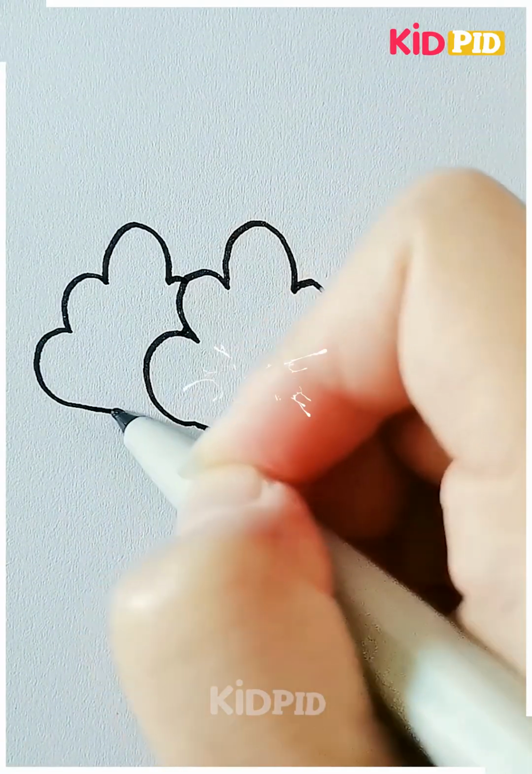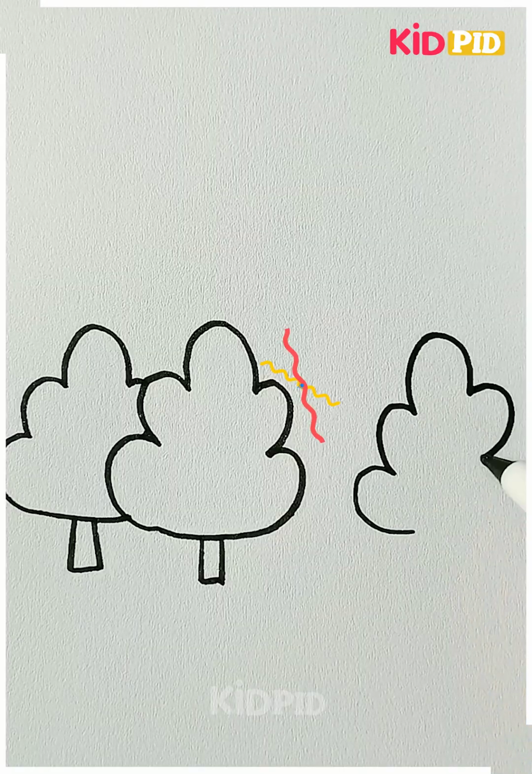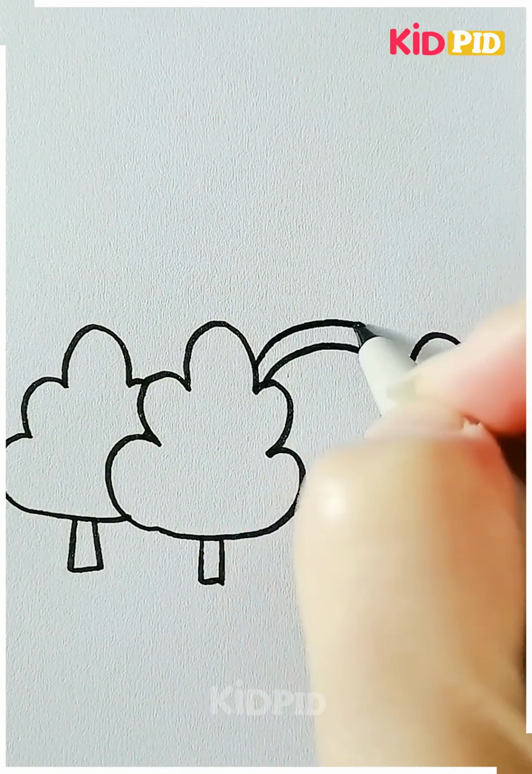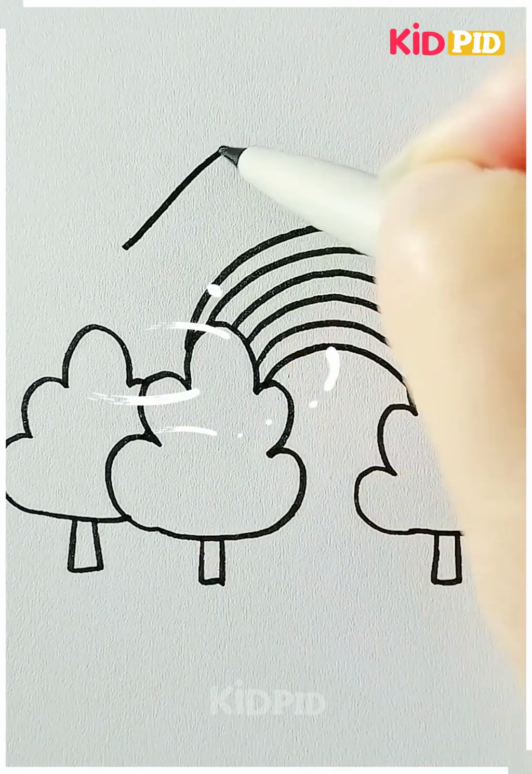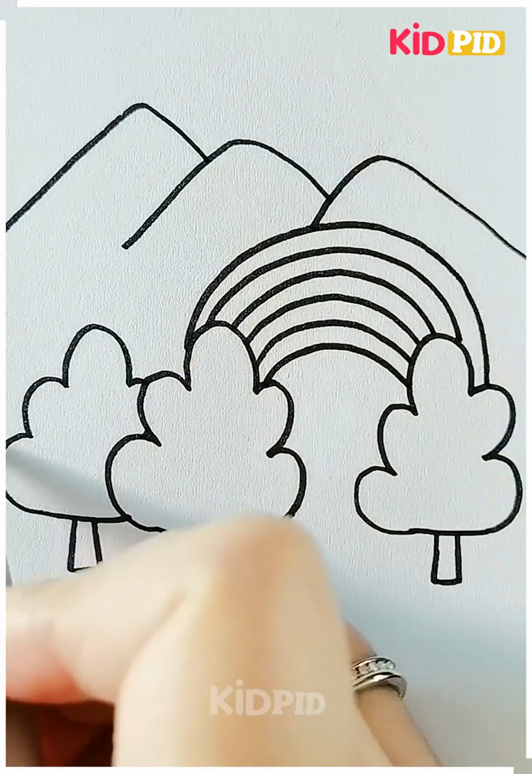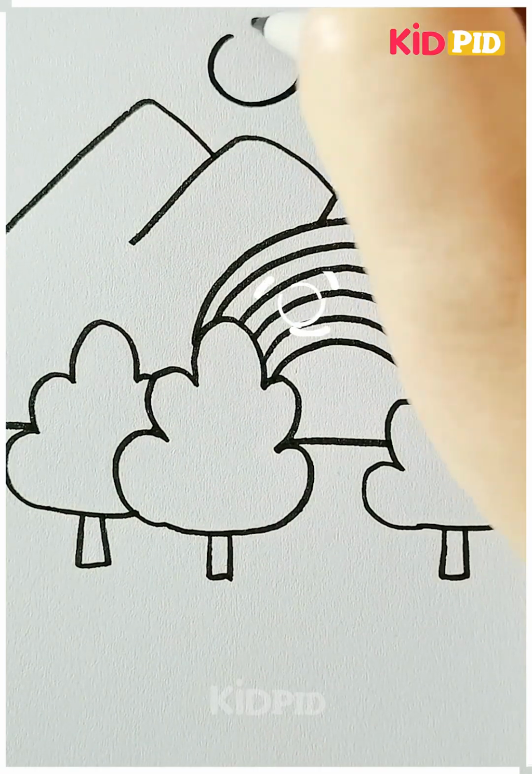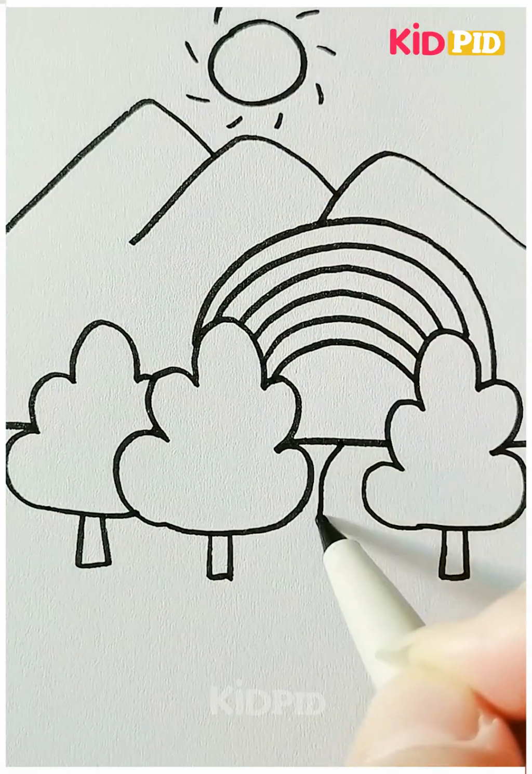Here we are making two trees and then a rainbow, and beside the rainbow we have made another tree. After that you can color it with any color you want, and then you can add some more detailing like mountain, sun and others, and you can see it's done.